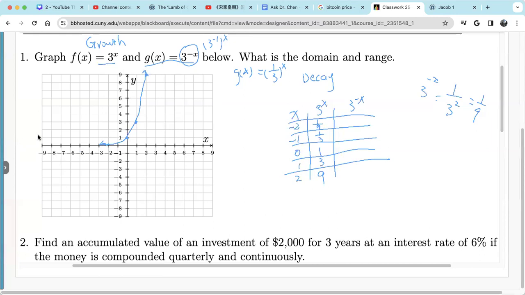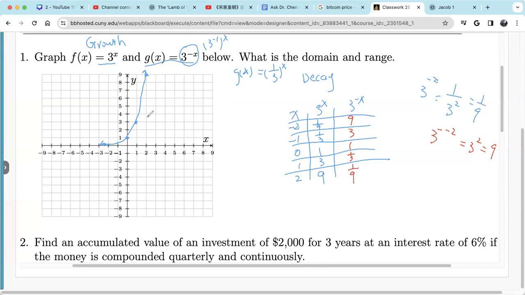Now let's use red color to graph 3 raised to negative x. Well, 3 raised to -2 is 3 raised to 2, which is 9. 3 raised to -1 becomes 3 raised to 1, 3. 3 raised to -0 is still 1. 3 raised to -1 is 1/3. 3 raised to -2 is 1/9.